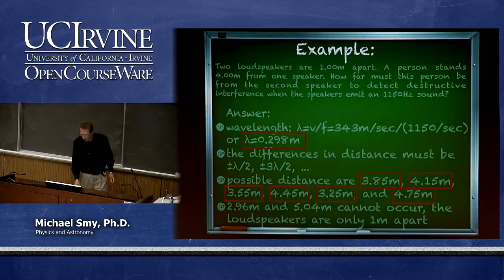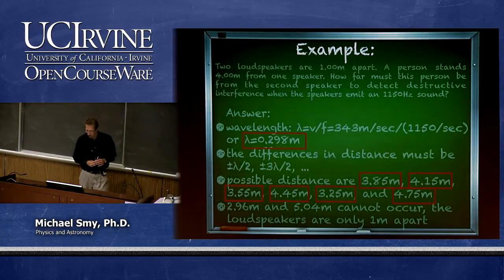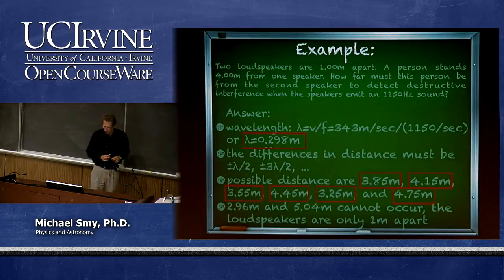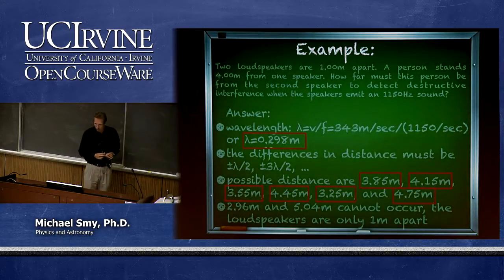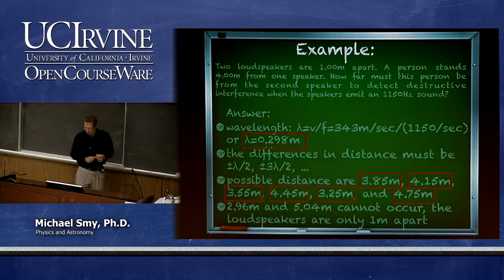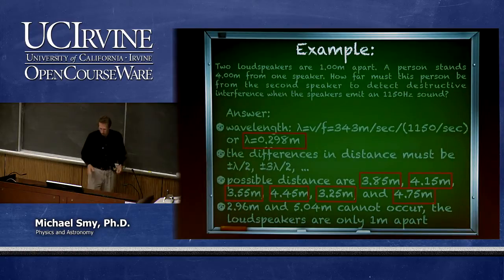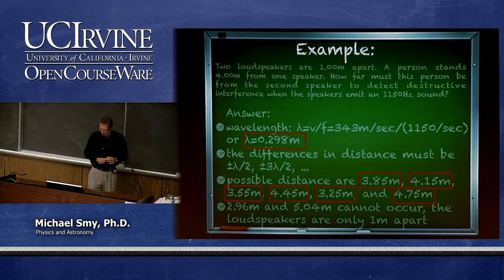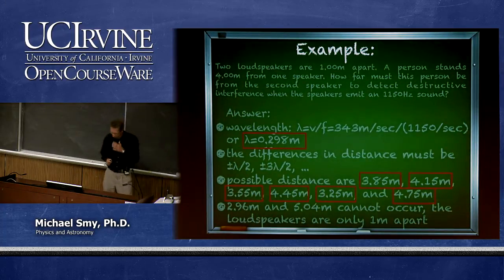So the first problem we have is to determine the wavelength. And we know that the wavelength is the wave velocity divided by the frequency. And the wave velocity is the sound velocity or 343 meters per second. And we divide that by the 1150 Hertz or 1150 per second of the frequency, and we get the wavelength as 0.298 meters, or roughly 30 centimeters. So that we hear destructive interference, the difference in distance must be equal to half a wavelength or 3/2 of a wavelength, or 5/2 of a wavelength, and so on.